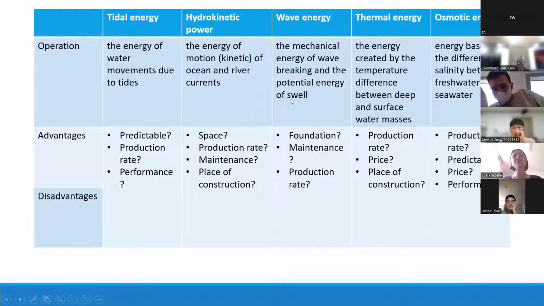So now we're going to try to say the advantages and disadvantages of each technology. And for that, I've written some questions to help you to find the advantages and disadvantages. So do you think that tidal energy is predictable or not?